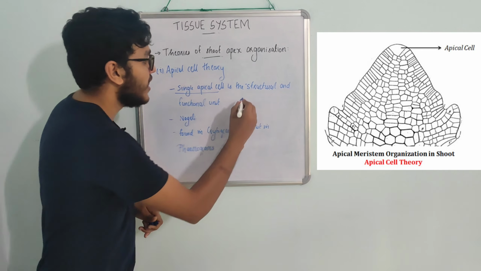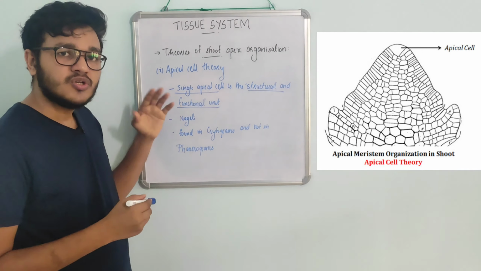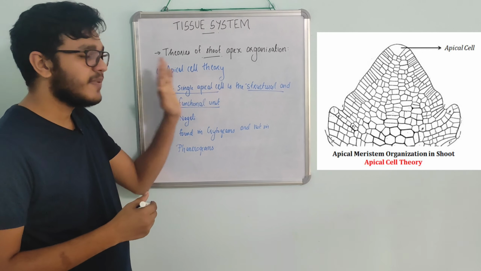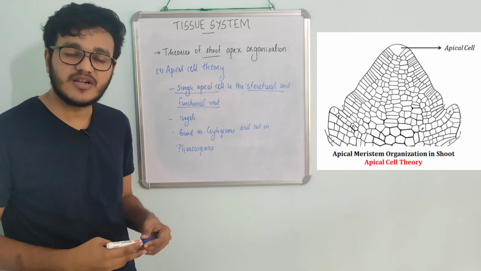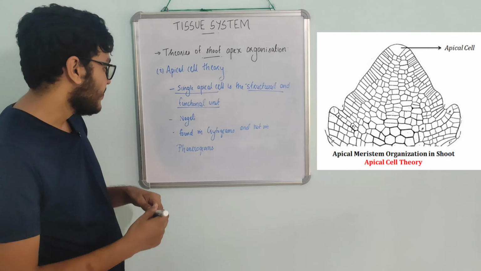So that is the structural and functional unit of the shoot apex, or maybe the root apex also, the same theory comes there too. So a single apical cell is a structural and functional unit which governs the apical growth of the shoot apex, and also helps in the formation of further tissues.